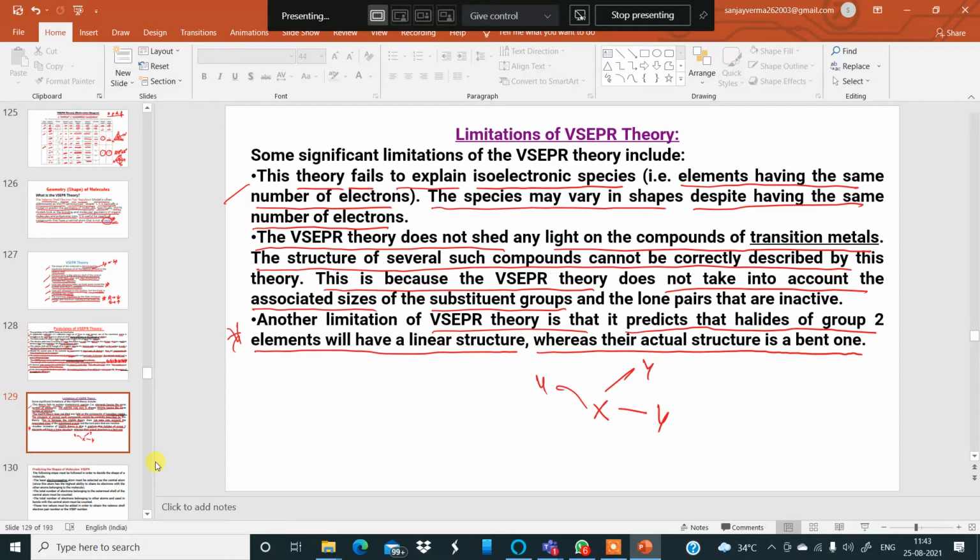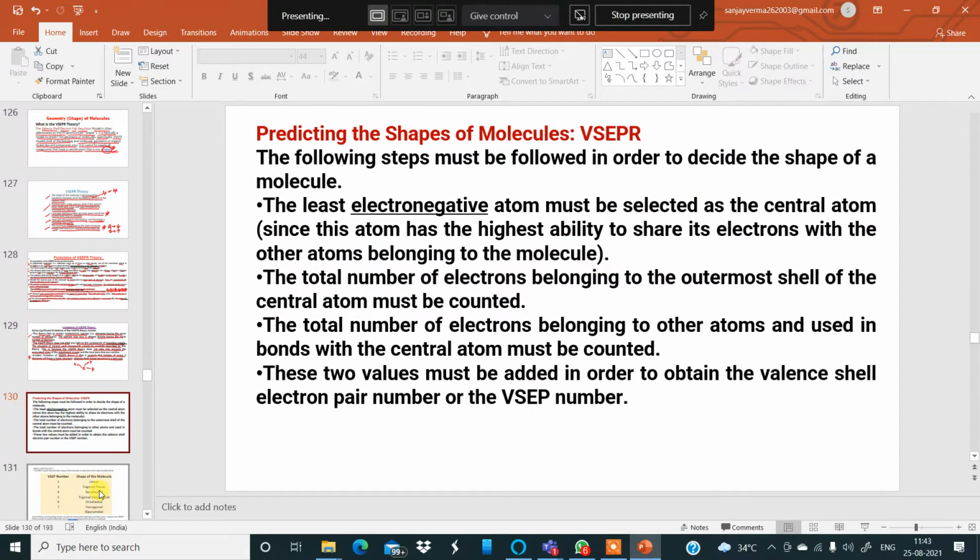These are the limitations. Okay, now moving further, how to predict the shape of molecules by using the VSEPR theory, pointwise. Remember, the least electronegative atom must be selected as the central atom, since this atom has the highest ability to share its electrons with the other atoms belonging in the molecule. That is the first point. The second point, the total number of electrons belonging to the outermost shell of the central atom must be counted. So you have to always count the total number of electrons belonging to the valence shell of the central atom. That is the second point.